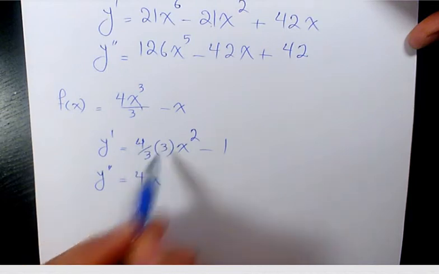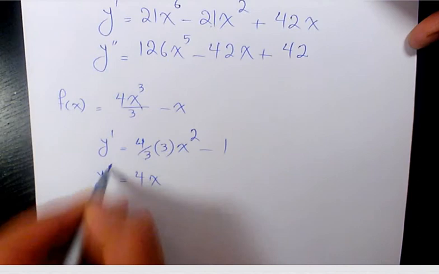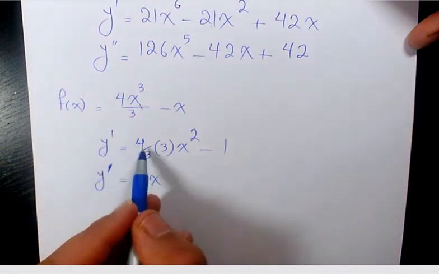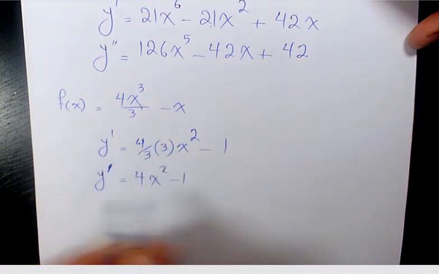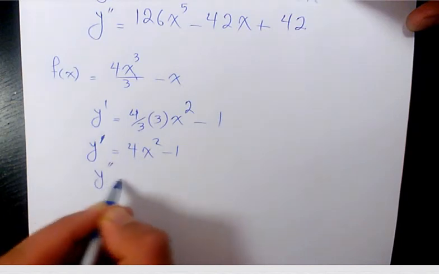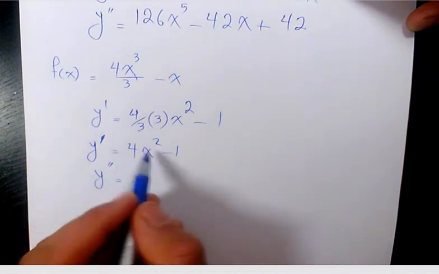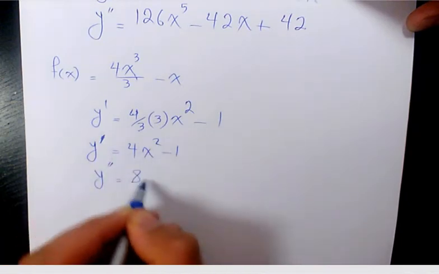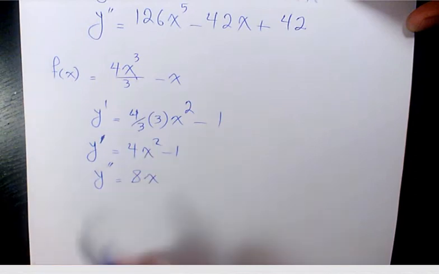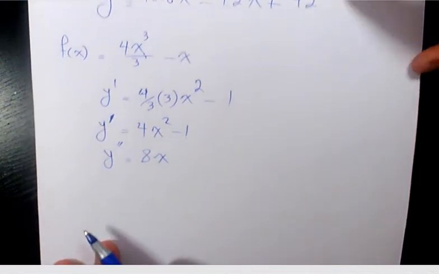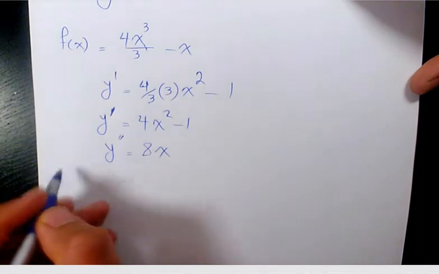4 over 3 times 3 is going to be 4. Basically rewriting y prime. So it's going to be 4 times x squared minus 1. When you do the second derivative, that will be 4 times 2, 8x. The derivative of negative 1 is 0.